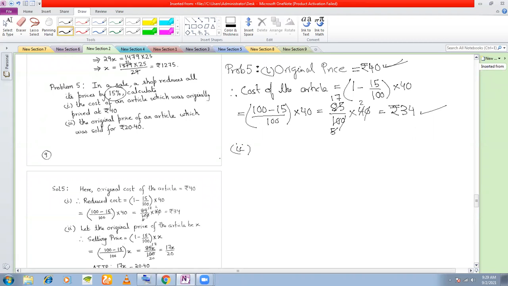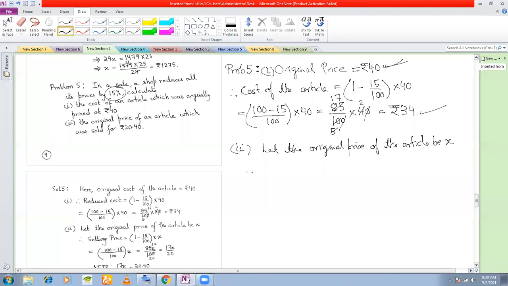Now come to the second part. The original price of the article, which was sold for rupees 20.40. Original price means now you have to find out the mark price if the selling price is given. Now suppose you know that you have paid the shopkeeper 20 rupees 40 paisa, and you know that you have also got a price reduction of 15%. You now have to find out the mark price or the original price. So I start by saying let the original price of the article be X.